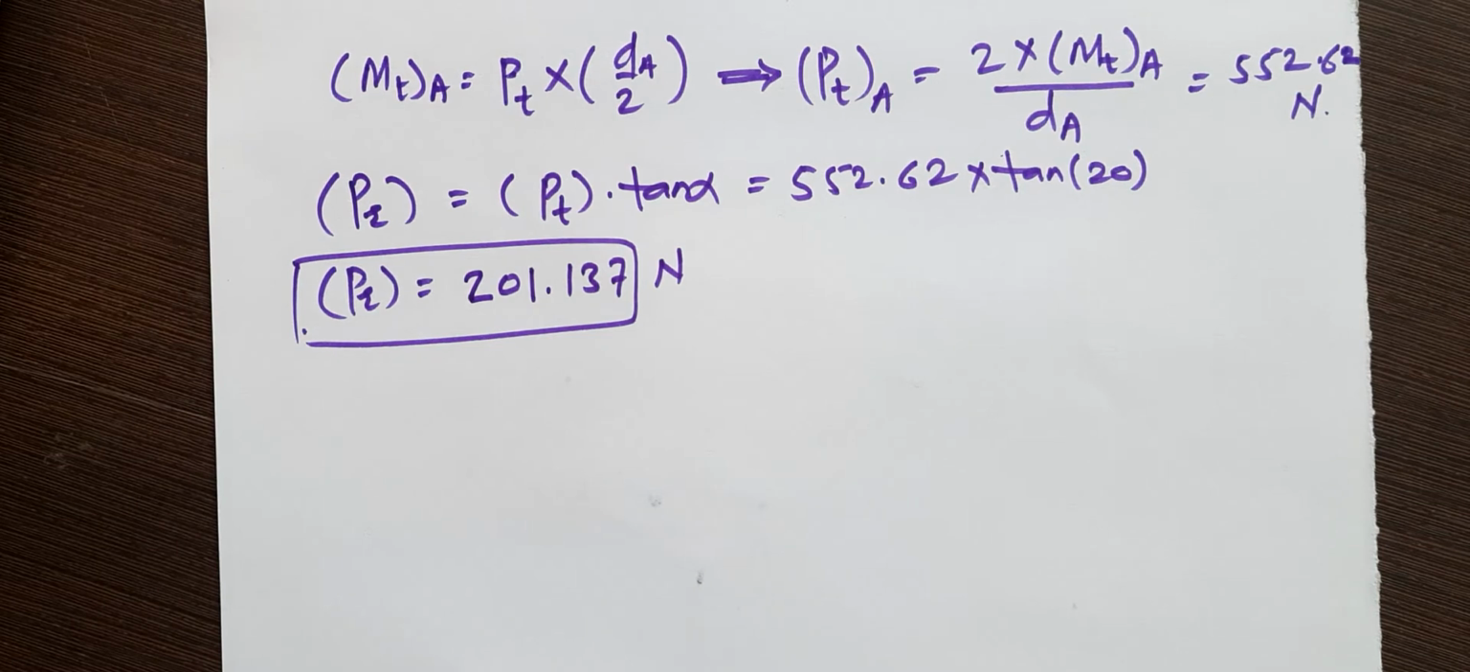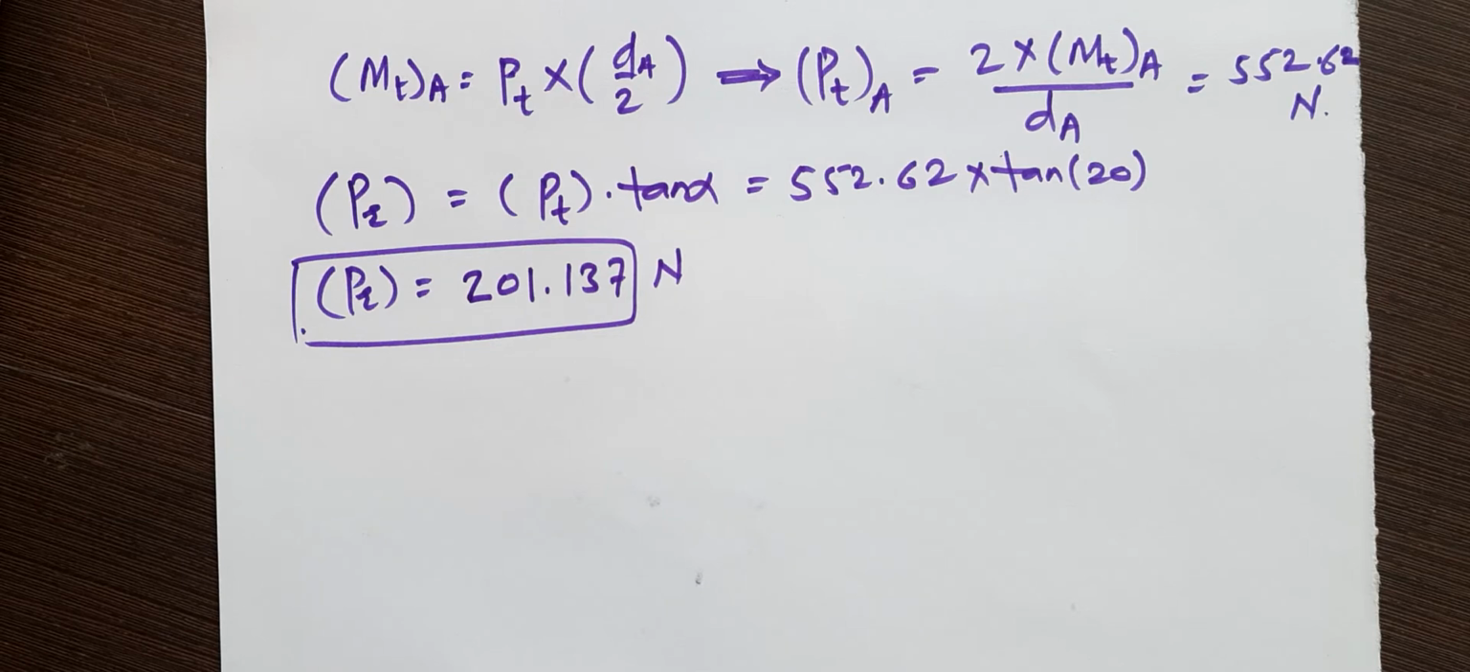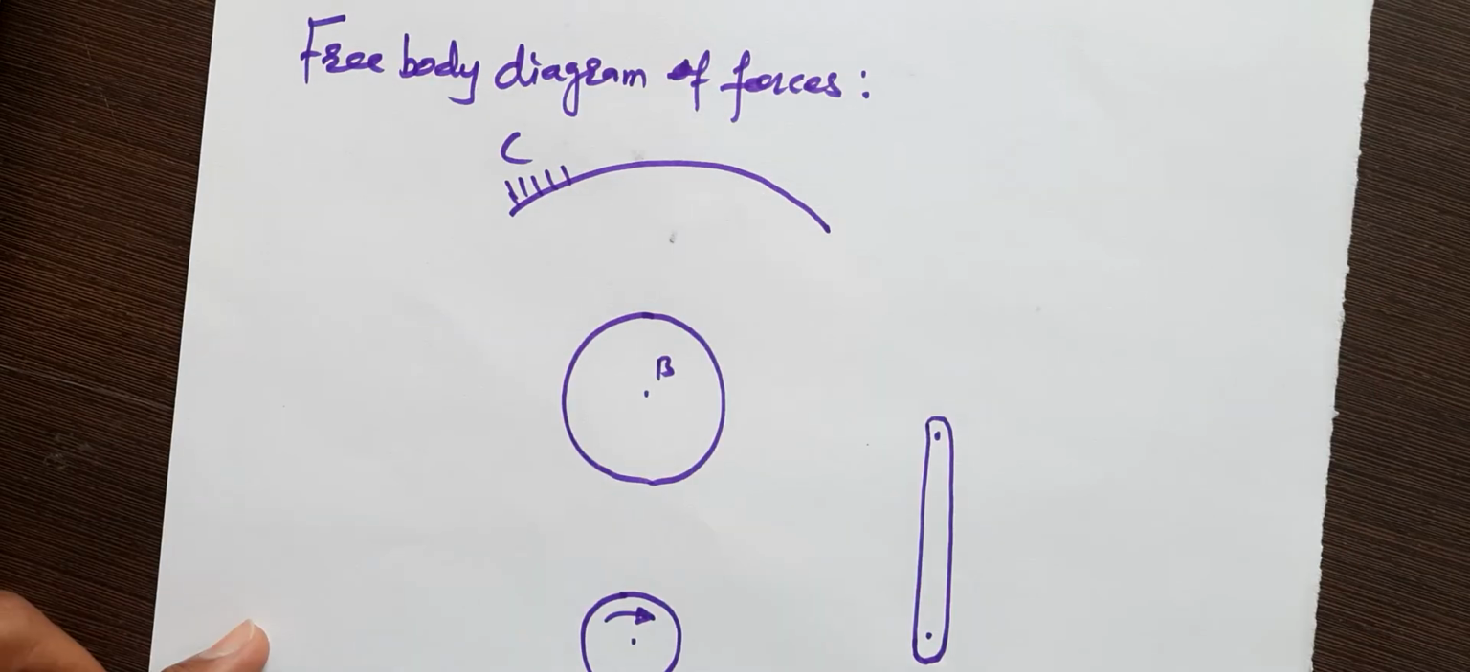Now the tangential and radial components on all the gears will remain the same. In the last video also we have seen and calculated the tangential and radial components of each gear. So the magnitude will remain the same on all gears, and we don't need to calculate the tangential component of gear B and C also. Now we'll go for the direction of the forces.